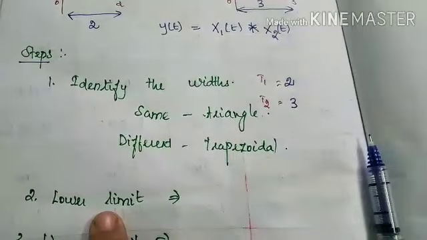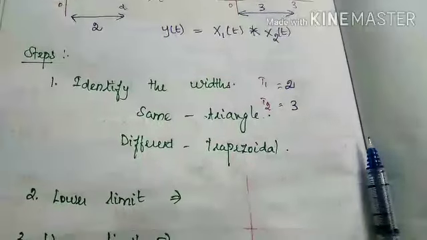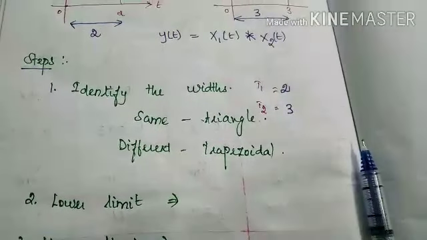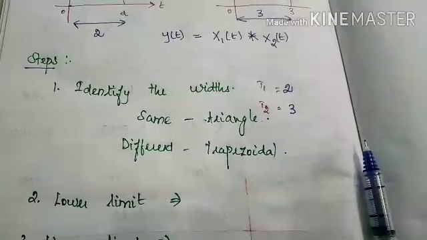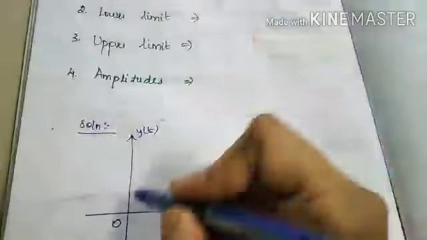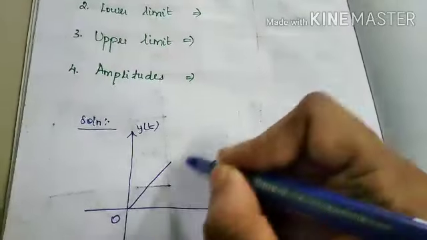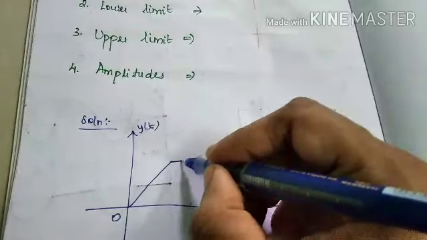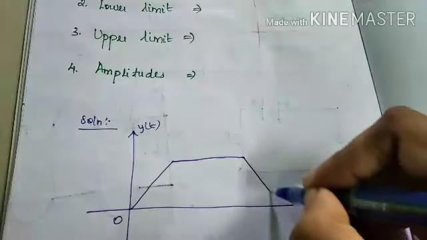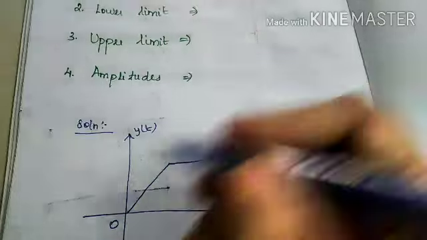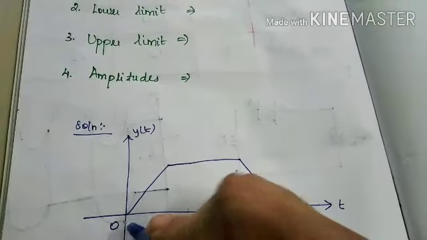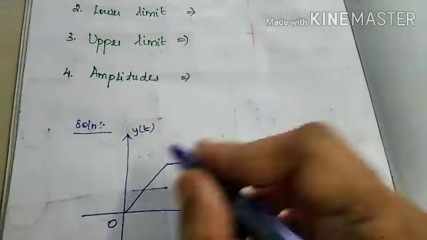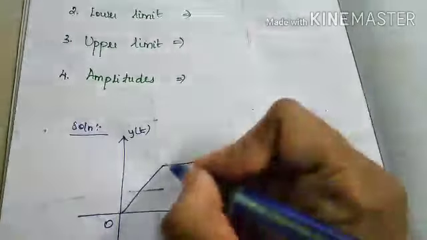Now, second step, we have to find the lower limit of our output plot. First, I will draw the trapezoid as the output signal. Listen carefully. Now I am drawing one trapezoidal plot. This is our trapezoid. Now we have to find the lower limit, upper limit and in-between limits.